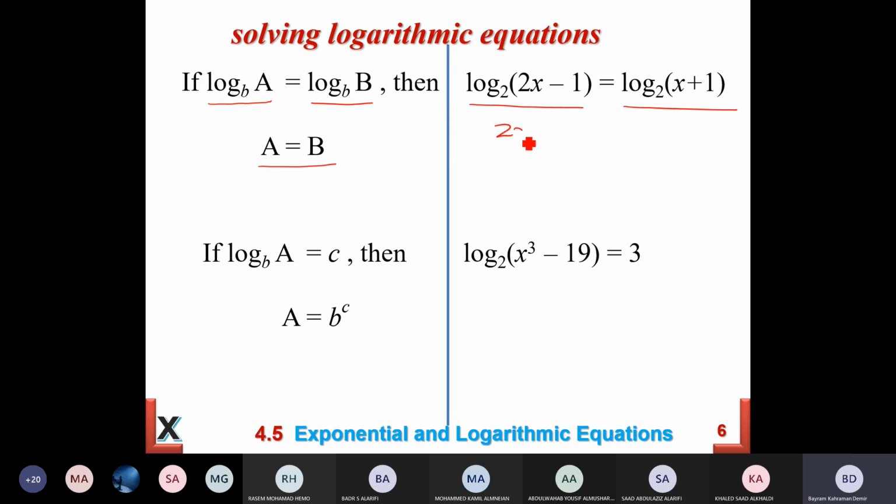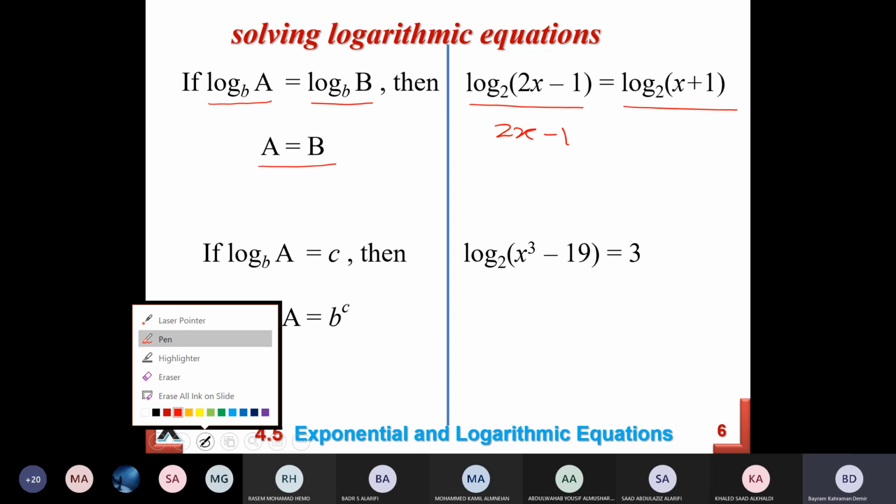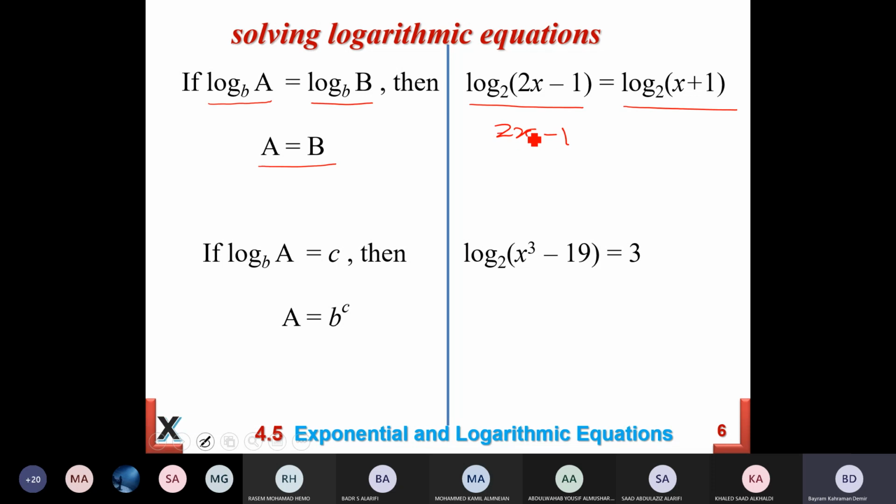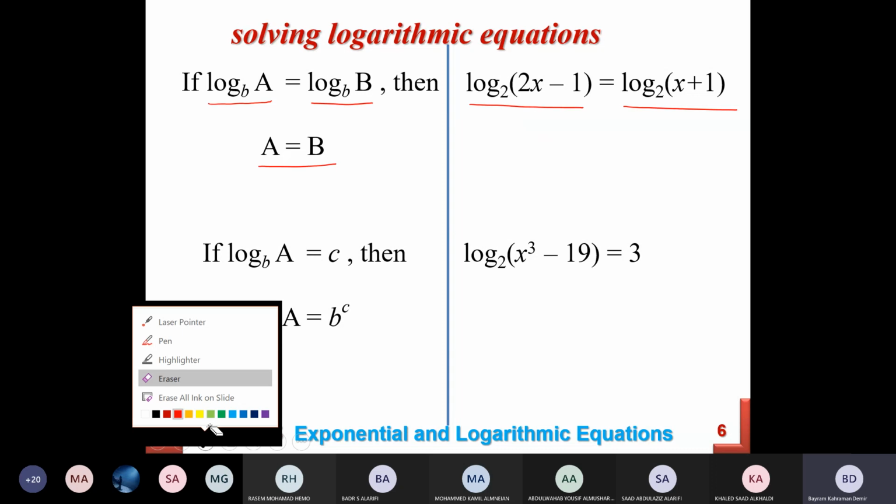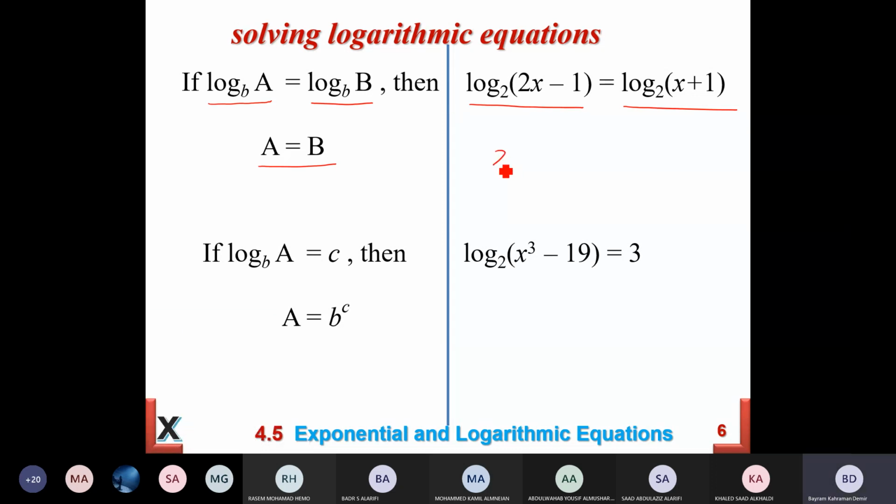So you just need to solve 2x minus 1 equals x plus 1. We write it this way so nobody confuses it as a fraction. The solution is x equals 2, right?